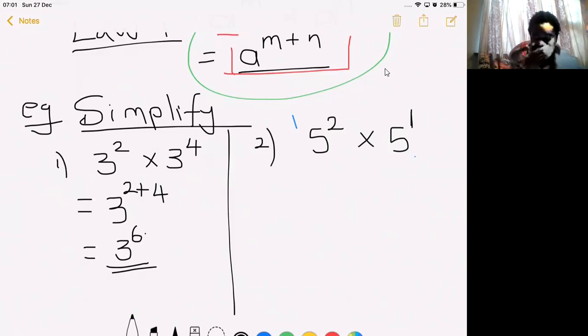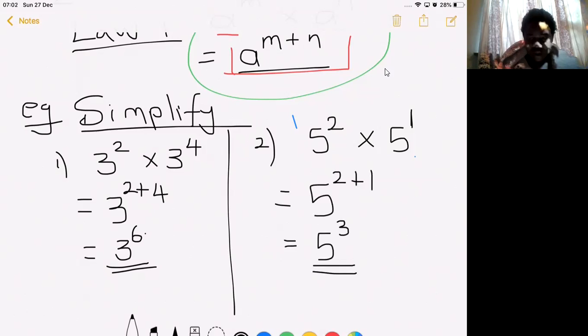You are allowed to put that 1, which is equal to, the bases are the same. So it means you can say 5 to the power of 2 plus 1, which is equal to 5 to the power of 3, because the bases are the same. If the bases are the same, what do you do? You add the powers, but you keep the 5. So it goes to 5 to the power of 2 plus 1.